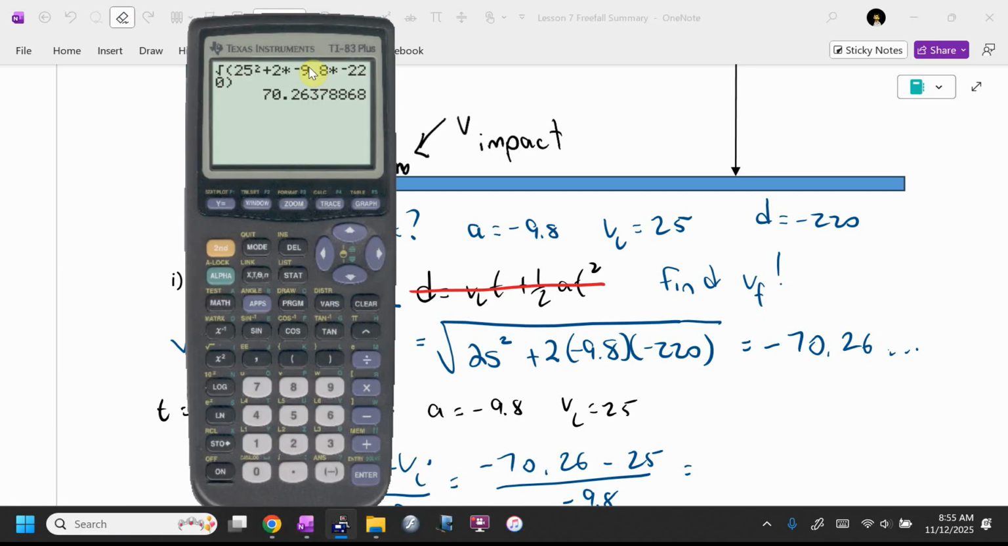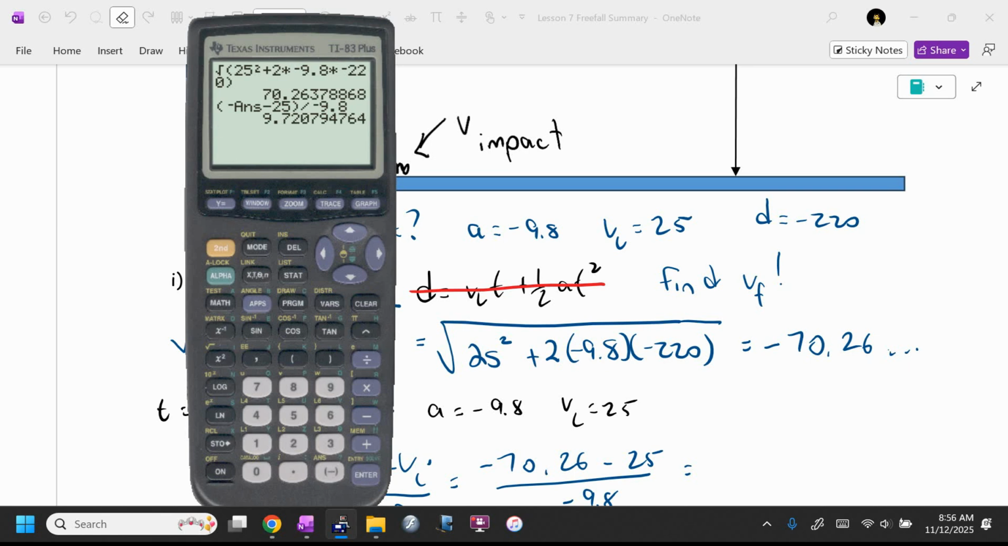I got to use brackets around the top. Those that have the fancy fraction button, that's great. But all of us, we can just go negative and then our answer button, minus 25, close bracket, divided by negative 9.8. And I get... Matt, what'd you get? I'm getting 9.72 seconds.